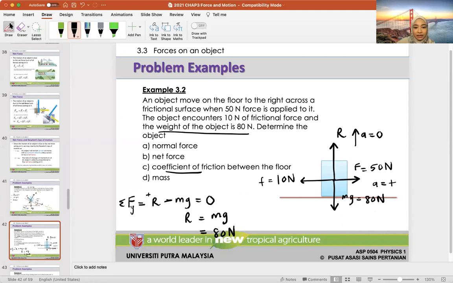Okay. Okay, so 80 Newton, coefficient kita dah settle, normal force kita dah settle. Oh, kita nak cari mass. Okay, so mass.